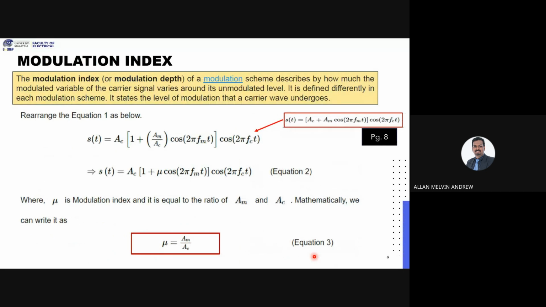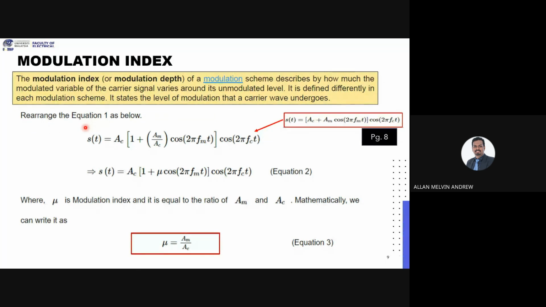Now the modulation index. There is an index called the modulation index, so we'll see what it is. The modulation index, or modulation depth, of a modulation scheme describes how much the modulated variable of the carrier signal varies around its unmodulated level. It is defined differently in each modulation scheme. It is the level of modulation that the carrier wave undergoes. If we put it in simple words, modulation depth or modulation index is how much the modulation affects the carrier signal.